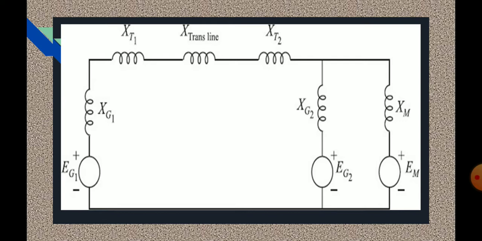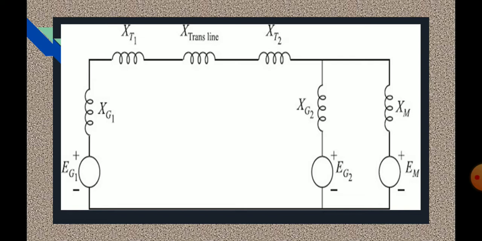So this one, first part is the generator representation, symbol for generator representation, that is EMF along with the reactor. Next one is the transmission line reactor. So the central part, XT1 means transformer reactance representation, and XT2 is transformer reactance representation, and the transmission line reactance. This one is EMF of generator 2 along with the reactance.